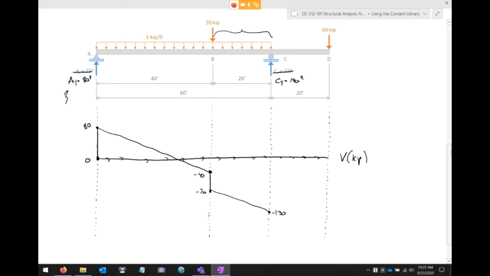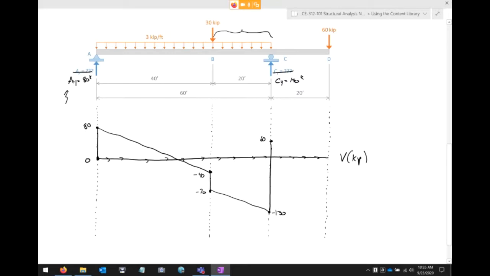Now, I'm at negative 130. Then what do I see? Well, I look at the load diagram and I have a vertical load going upward, positive 190. So if I'm at negative 130 and I jump up 190, that would put me at 60. And so that's going to be like that. So this is positive 60.